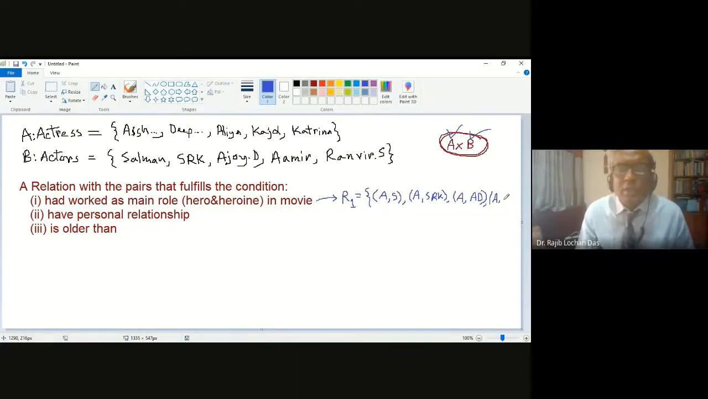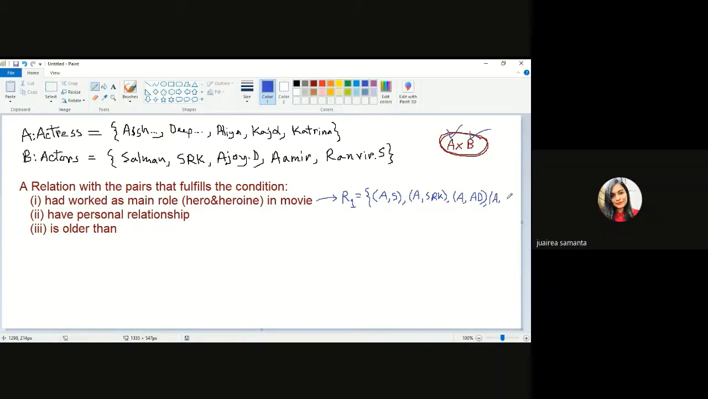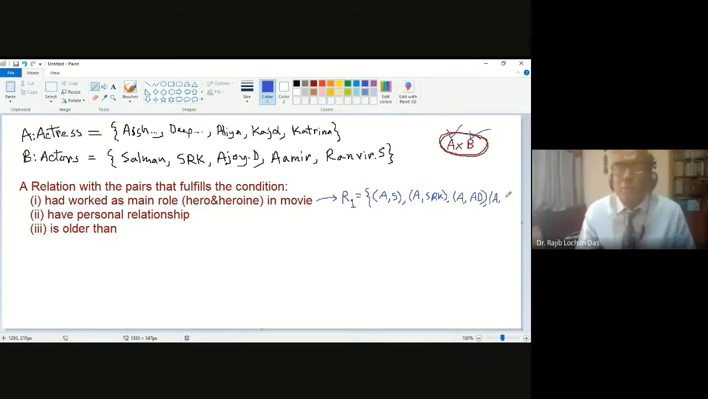So Aishwarya and Ranbir. Ranbir Kapoor has a film, not Ranbir Singh. Not with Ranbir Singh. I'm taking Singh here. No, it's Singh. Okay, so no more with Aishwarya.